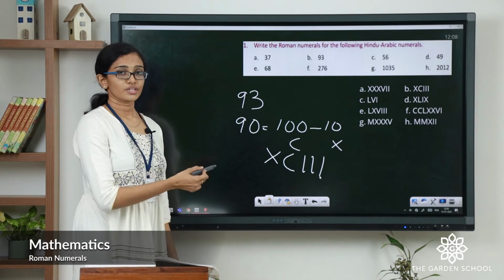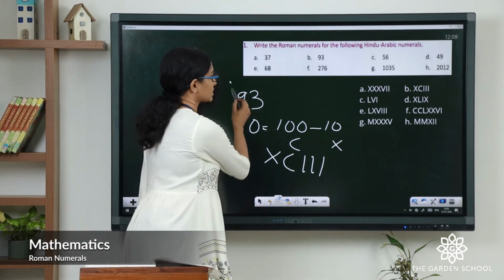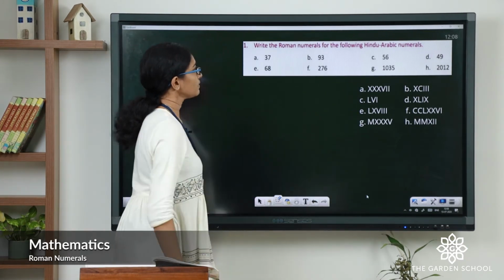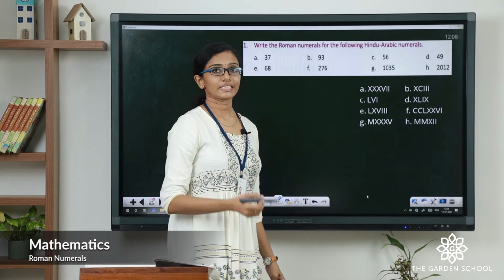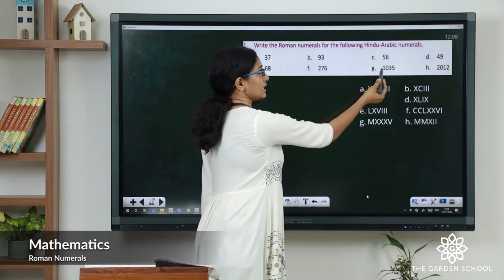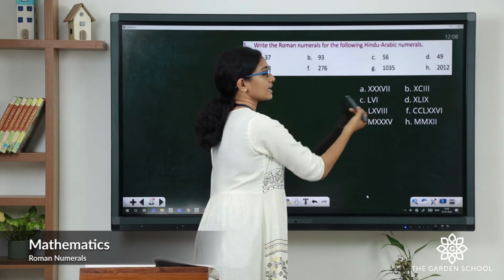I hope you understood these two. Now let's check the other answers as well. You have 56 as the third question. And do we have a symbol for 50? Yes. The symbol for 50 is L and 6 is written as V and I.